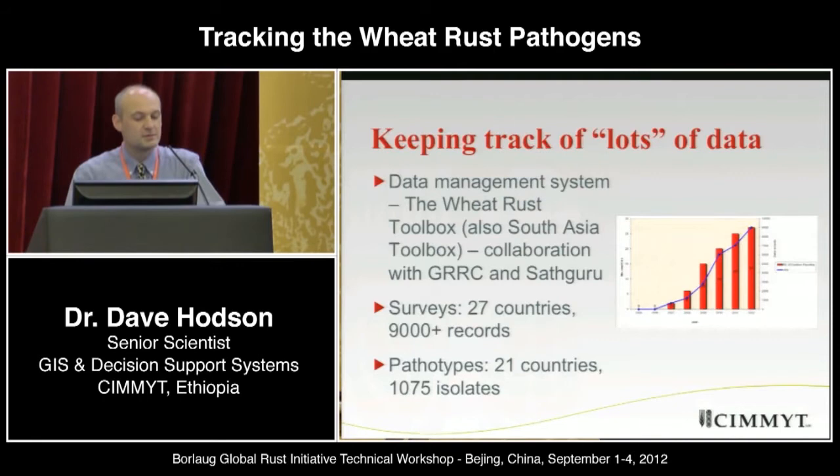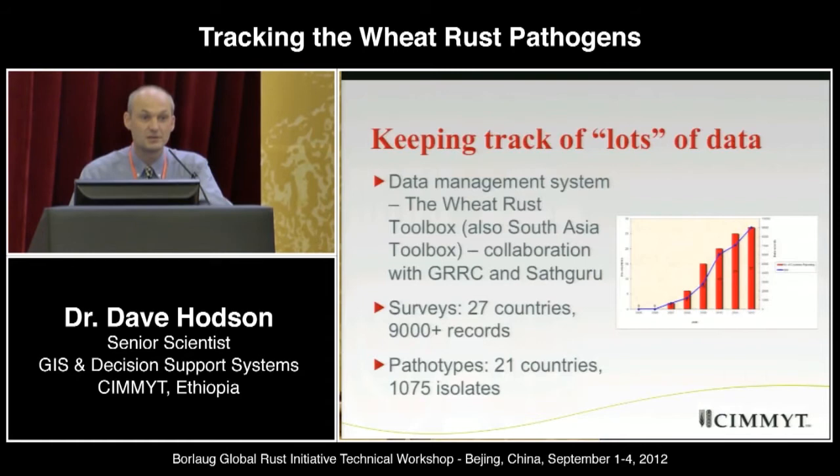So working with colleagues at the Global Rust Reference Center, and also with colleagues in Sathguru in South Asia, we've put together something we call the Wheat Rust Toolbox, which acts as a data management system for all the data types that we're handling. In terms of surveys, we have information in the system now, 27 countries, 9,000 plus records, and it's growing all the time. For pathotypes, there's 21 countries, 1,000 plus isolates in the system. Again, it's growing all the time.